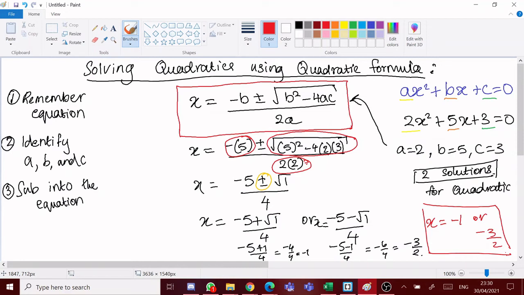Yeah, that's it. And final step, solve for it. More than solve, more of a simplify for it. So let me just simplify that.